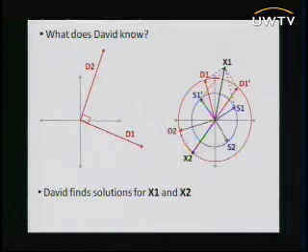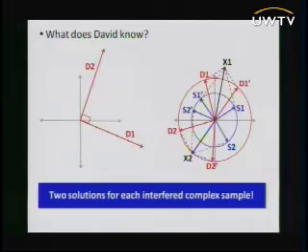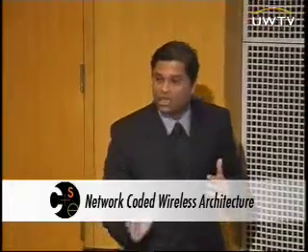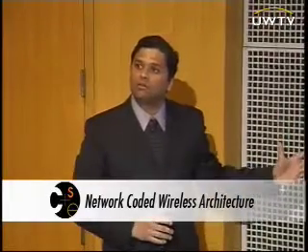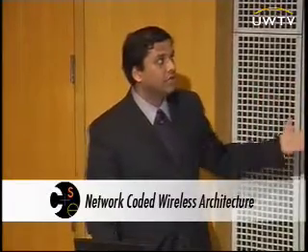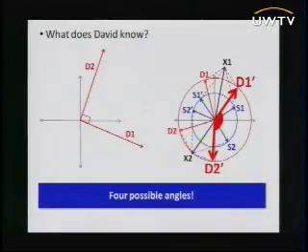Similarly, for x2, there is d2 and s2, and a symmetric second solution, d2 prime and s2 prime, which could have added up to produce x2. So you have two solutions for each interfered complex sample. And this confuses David, because now there are four possible angles between consecutive complex numbers. There's the angle between d1 and d2, d1 and d2 prime, d1 prime and d2, and d1 prime and d2 prime. What's the correct angle?